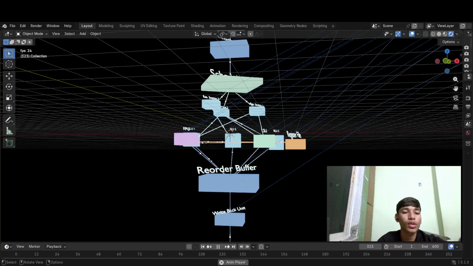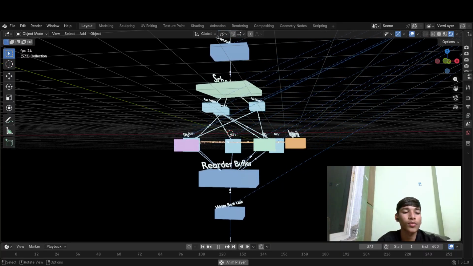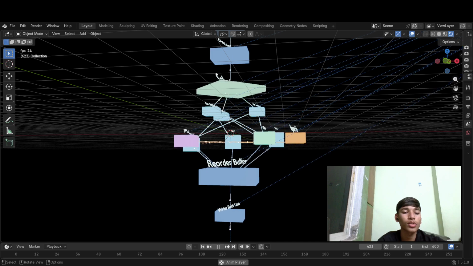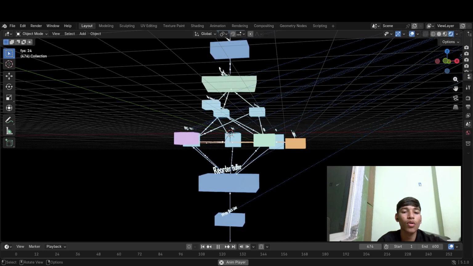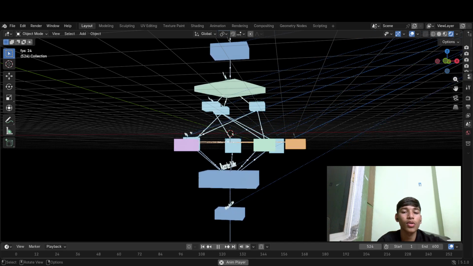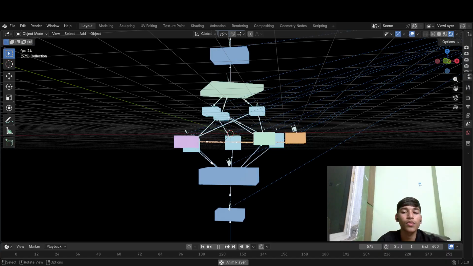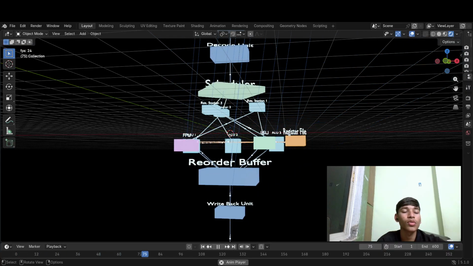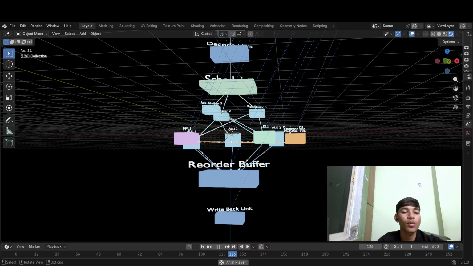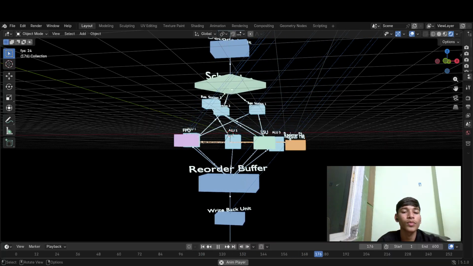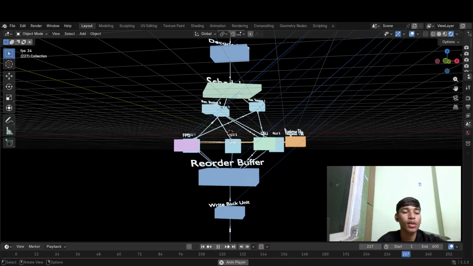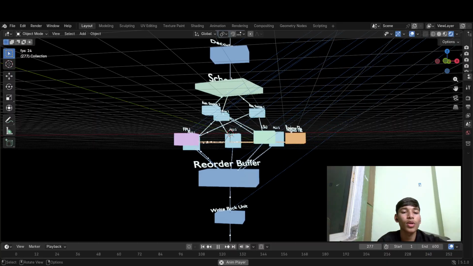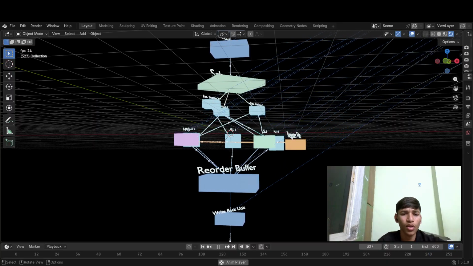Step 4. The backend and conclusion. Because our execution units are finishing tasks out of order, for example, a simple ALU addition might finish much faster than a complex FPU division, we need a way to restore the original program order. Otherwise, our software would crash or execute incorrectly. That is the job of the ROB, or reorder buffer.